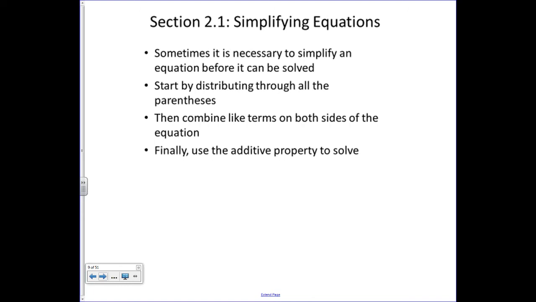So sometimes it's necessary to simplify an equation before you can solve it. So the first thing you want to do is start by distributing through all the parentheses, and then combine like terms on both sides of the equation. And then finally, we're going to use the additive property to finish the problem, to solve for x.